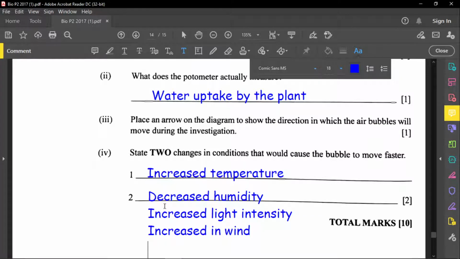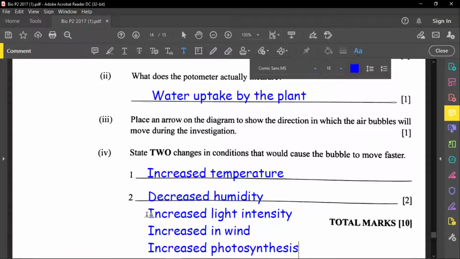And of course, one I'm going to label right here, which sometimes we forget, that can cause water uptake by the potometer is an increase in photosynthesis. This is also related to an increase in light, because more light means more photosynthesis, right? But of course, it will be an option by itself if you did not have that. So increased photosynthesis.